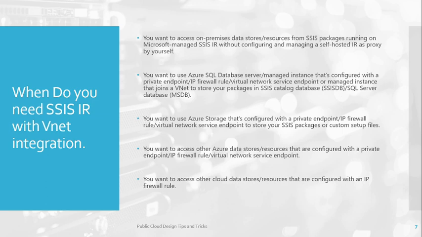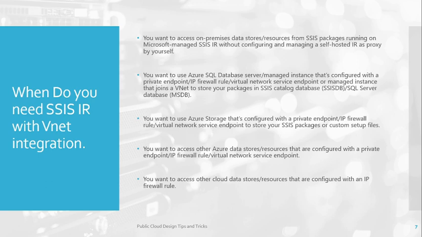Third one is you want to connect to Azure storage that is configured with a private endpoint, or IP firewall rules, or a virtual network service endpoint. Then from the SSIS IR environment, you go to the virtual network, and from the virtual network you connect to those private link endpoints to reach the storage account. The same applies to any other data stores which have private endpoints, service endpoints, or IP firewalls.